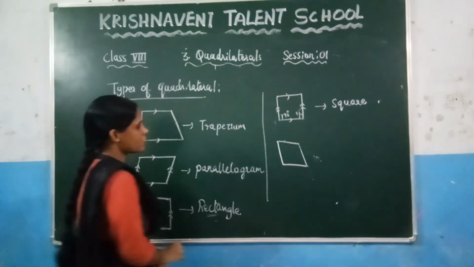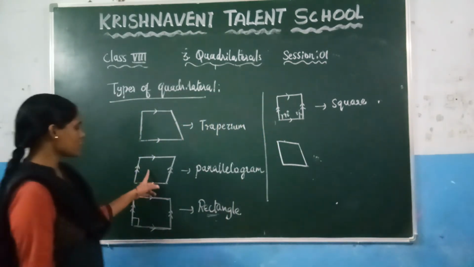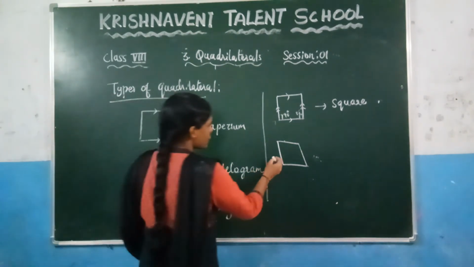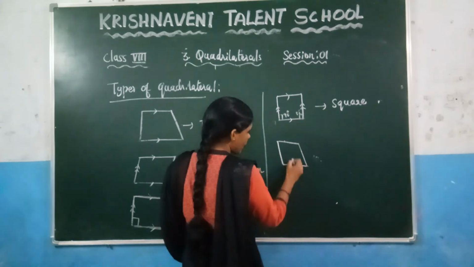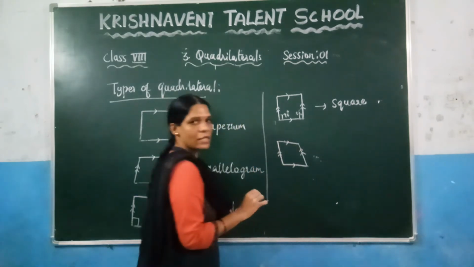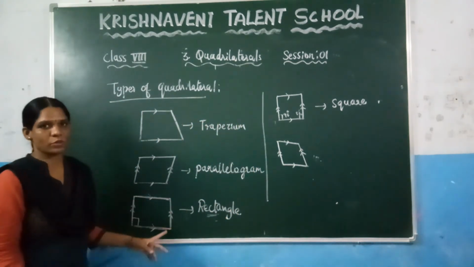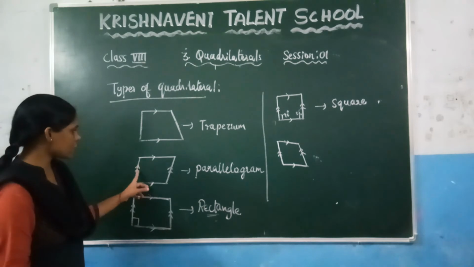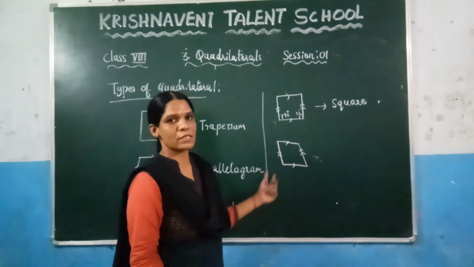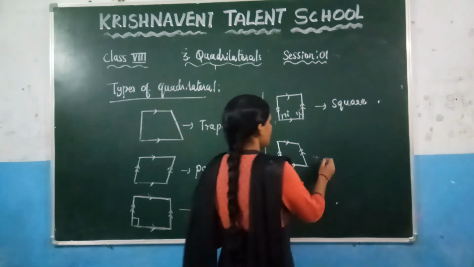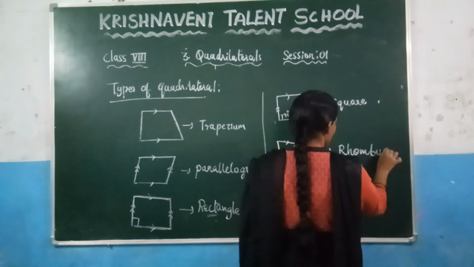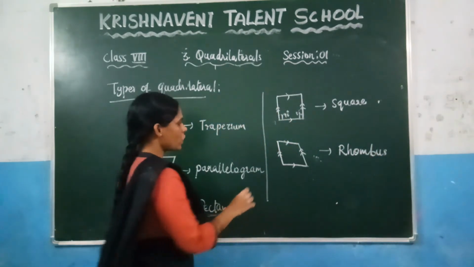Here this is the next type of quadrilateral. What is the difference between these two? Here you can observe that these two sides are also parallel, right? This side is parallel to this side, and similarly this side is also parallel to this side. And what is the difference between these two here? Here the adjacent sides are not equal, but in this case the adjacent sides are equal. If the adjacent sides are equal, you get a special type of quadrilateral, which we call a rhombus.